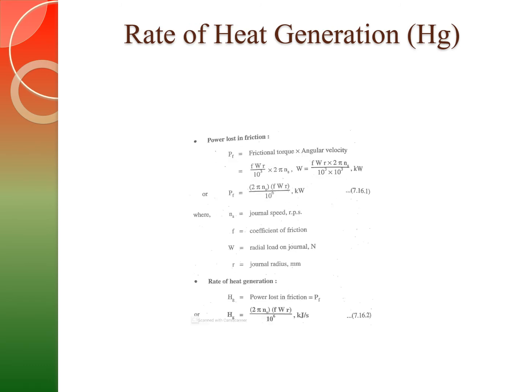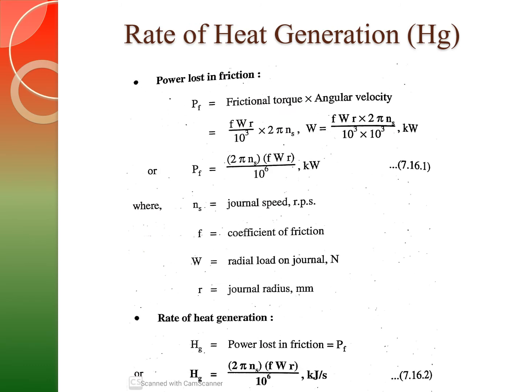Rate of heat generation, Hg. So power loss in friction is equal to frictional torque into angular velocity. After putting the formulas for the frictional torque and angular velocity, we will get the power loss in friction is equal to 2 pi n s into F w r divided by 10 raised to 6, in kilowatt. Next is rate of heat generation. Obviously, rate of heat generation is equal to power loss in friction. So Hg is equal to Pa. So we will get the same equation for the Hg as for the power loss.